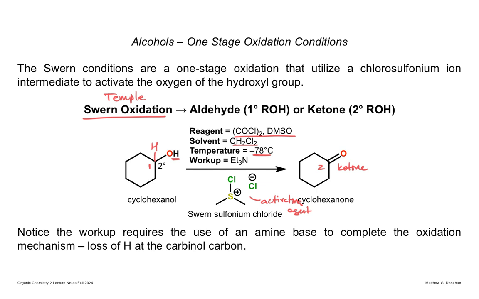So again, I don't want to overly burden you with specific mechanisms that happen with these different oxidations. So you just sort of have to make the association of Swern has those sets of conditions. That's called oxalyl chloride. And DMSO is dimethyl sulfoxide. So those things react and they make this activating agent.